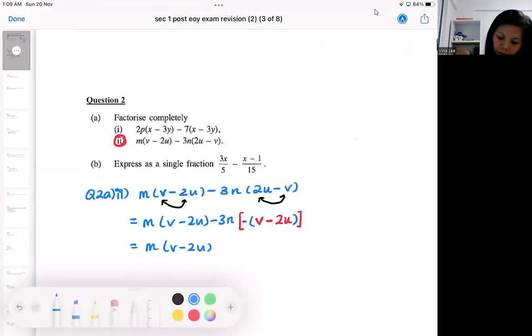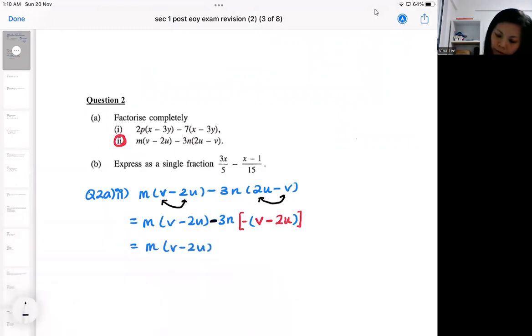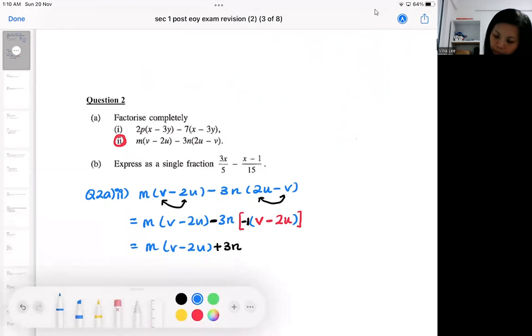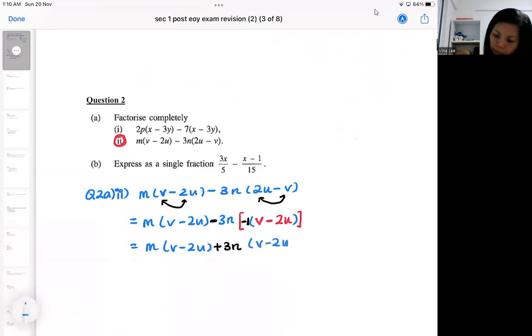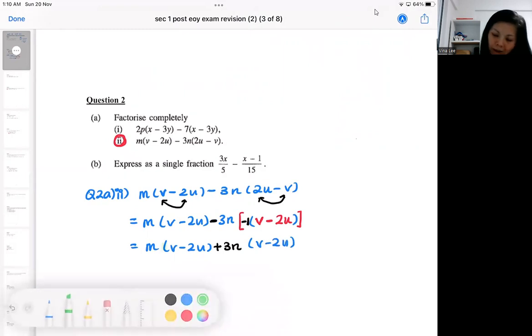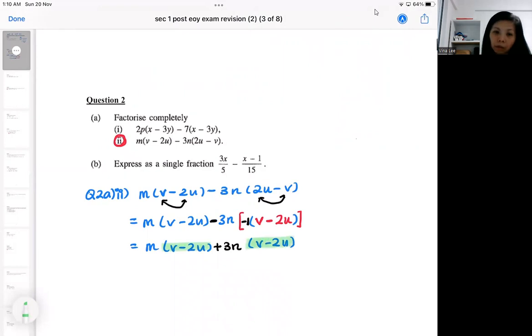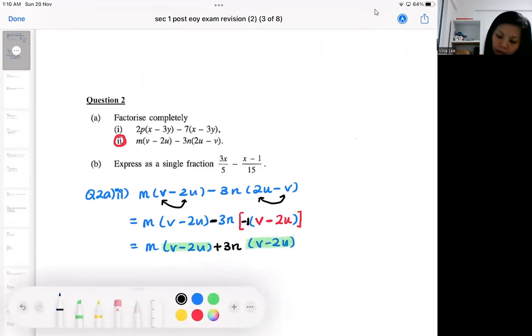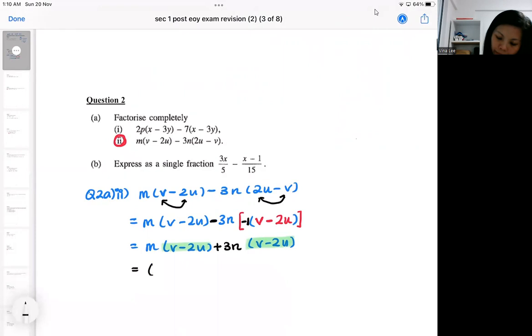Observe the sign. The negative and -1 here will become a positive. Then your two brackets are exactly identical. So that will be your common factor, and this will be your answer.